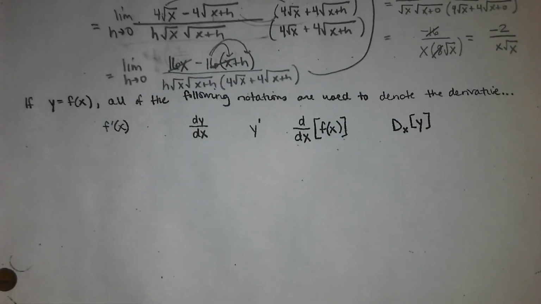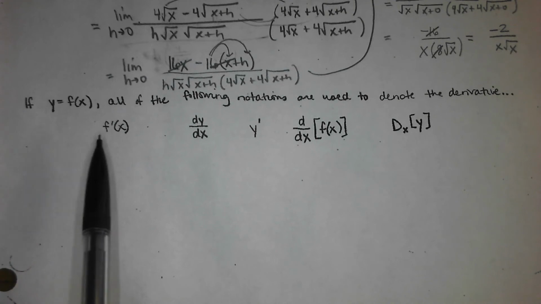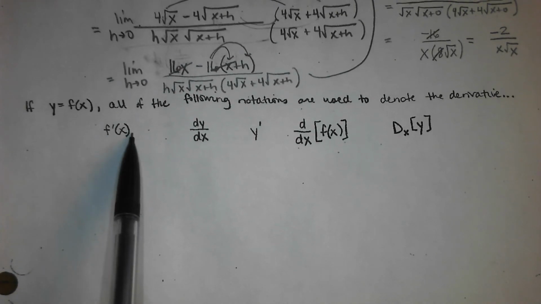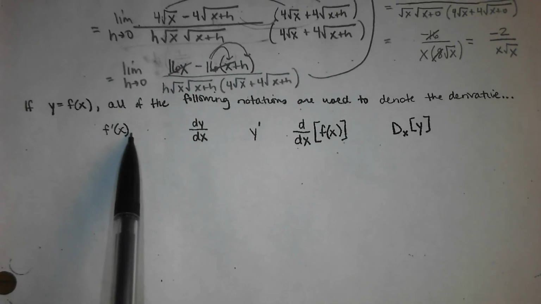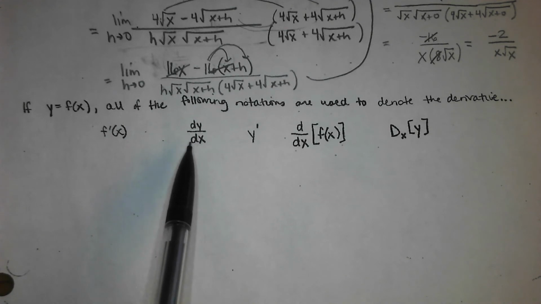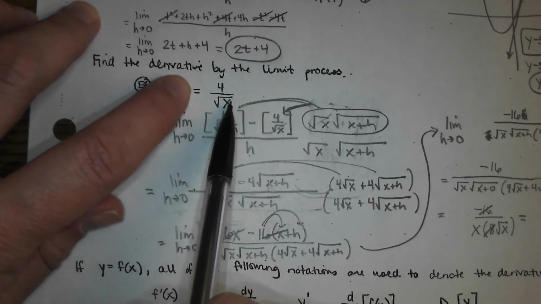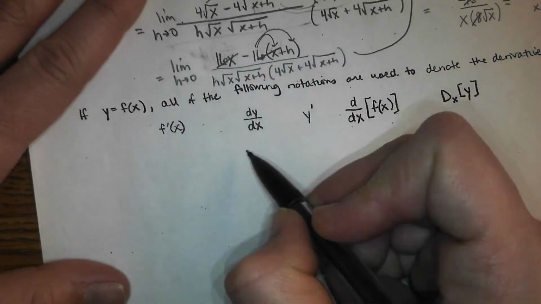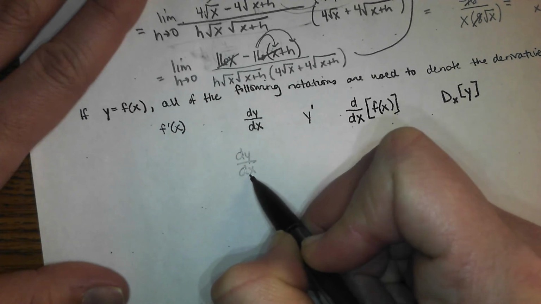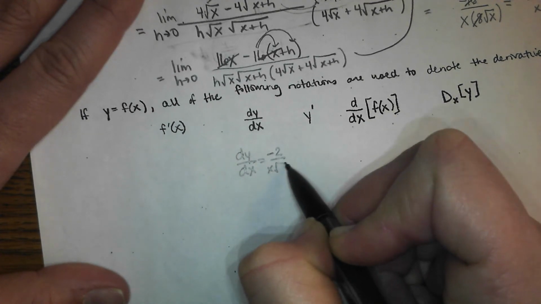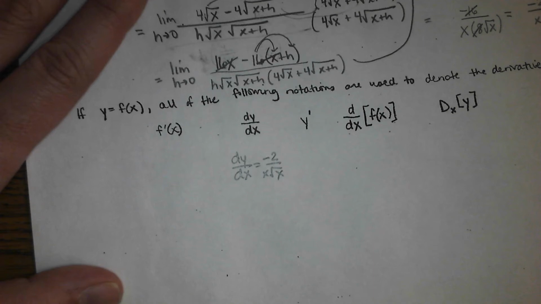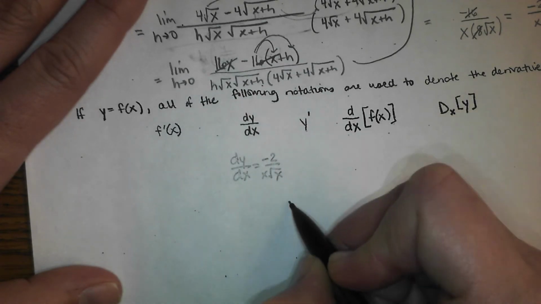So you know, there are a lot of different notations for the derivative of a function. If a function is written as f of x, f prime of x means the derivative. That's the one we've been using most often. If a function is written as y equals, like y equals 4 over root x, then dy dx is how they would maybe write the derivative. Or they would say y prime.